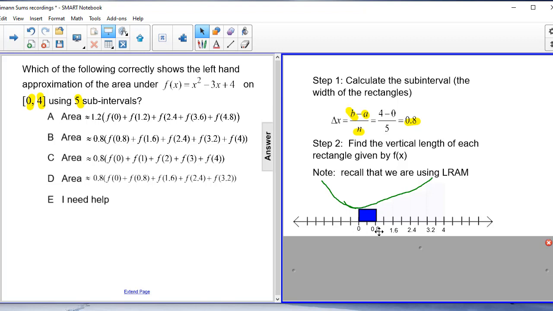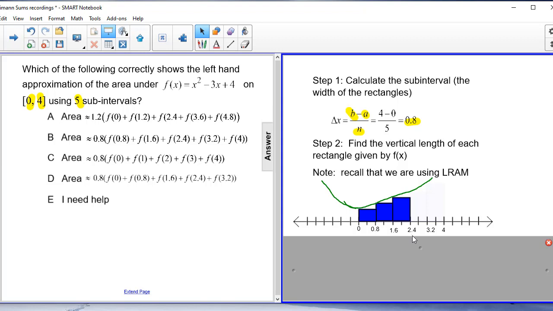Now my second rectangle is going to start at 8/10, and the height is going to be as tall as the curve on the left side, and it goes as far as 1.6, because if I add 8/10 and 8/10, it gives me 1.6. Our third rectangle starts at 1.6. The height is going to be as high as the curve, so notice the left-hand corner touches the curve, and the width is going to go to 2.4. If I take 1.6 and add 0.8, it gives me 2.4.